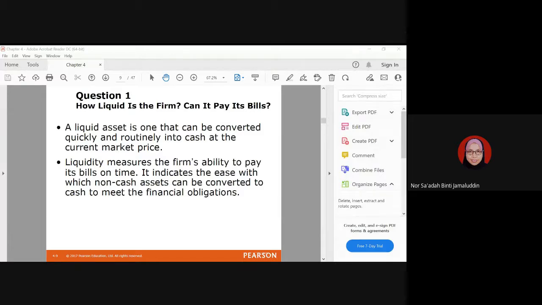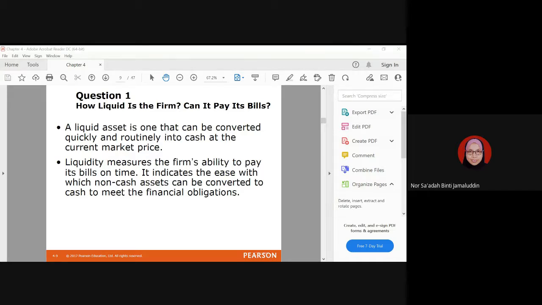Okay, a liquid asset is one that can be converted quickly and routinely into cash at the current market price. A liquid asset ini adalah ataupun aset cair adalah salah satu aset yang secara pantas ataupun secara rutin dia boleh ditransform into cash dalam pasaran semasa.